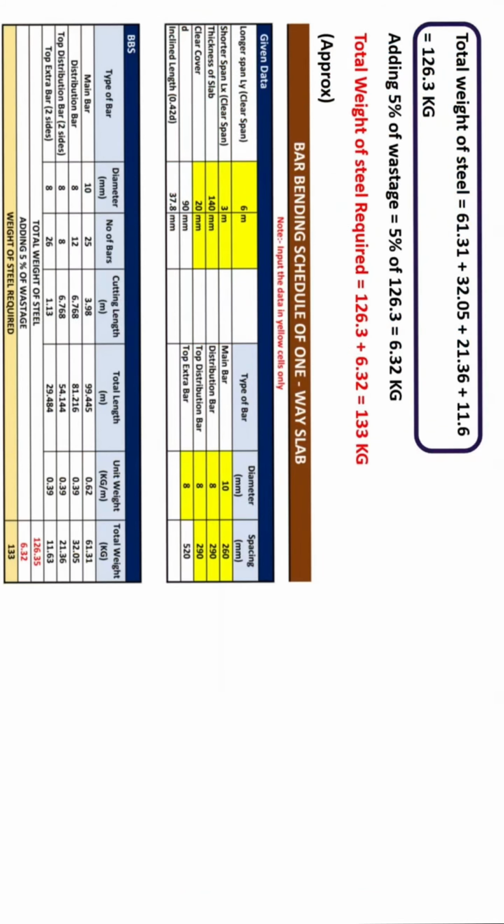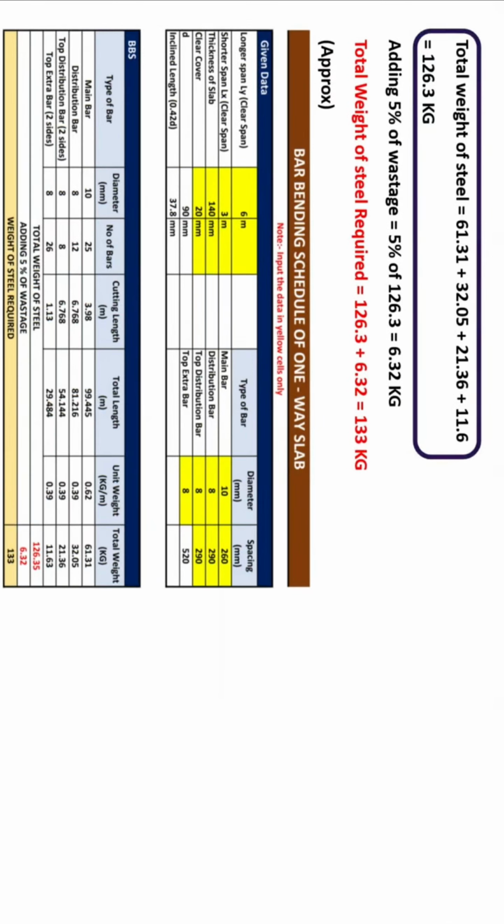Total weight of steel is equal to 61.31 plus 32.05 plus 21.36 plus 11.6, that is equal to 126.3 kgs. Now adding 5% of wastage, that is equal to 5% of 126.3, that is equal to 6.32 kgs. The total weight of steel required is 126.3 plus 6.32, that is equal to 133 kgs.